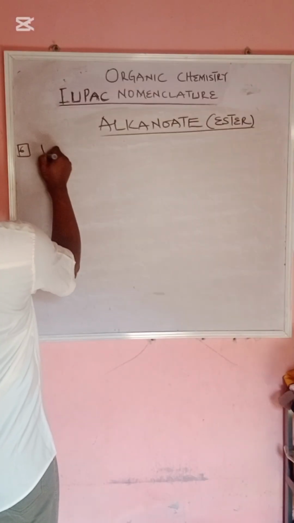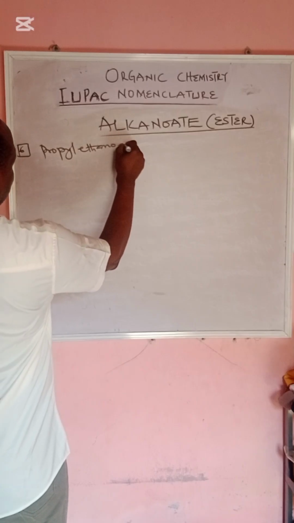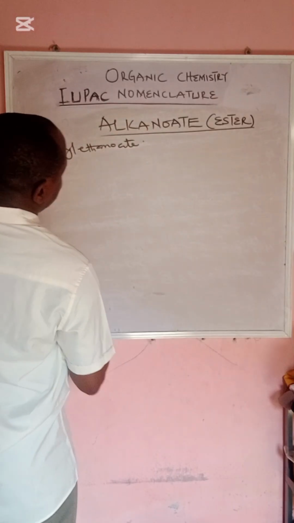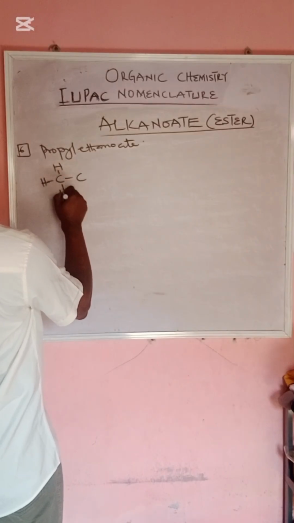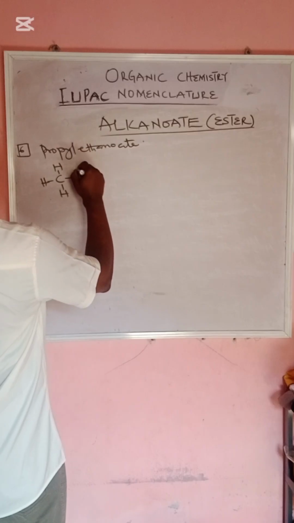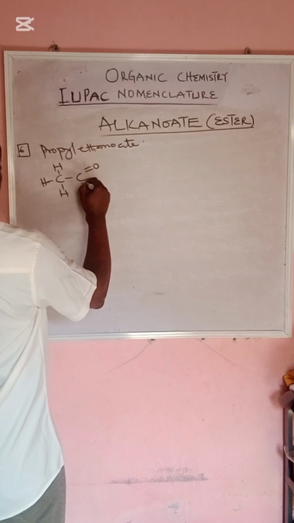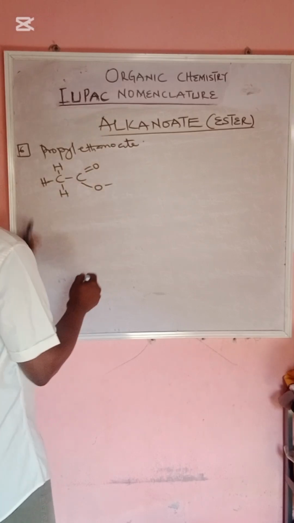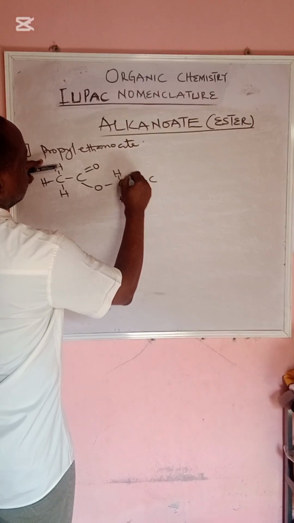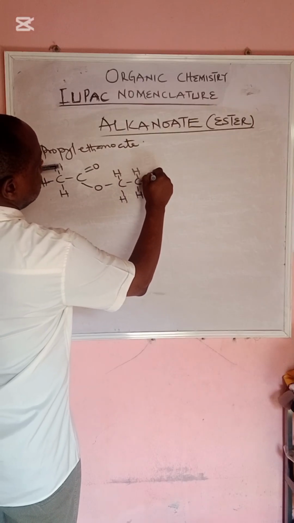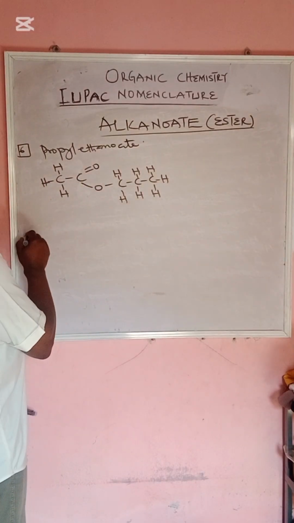6. Let's see propyl ethanoate. We must start with ethanoate. 1, 2. Hydrogen here, hydrogen here, hydrogen here. Ethanoate, so double bond. You have single bond, oxygen. Then propyl, that is 1, 2, 3. Put hydrogen, hydrogen, hydrogen, hydrogen, hydrogen. Take note of this.